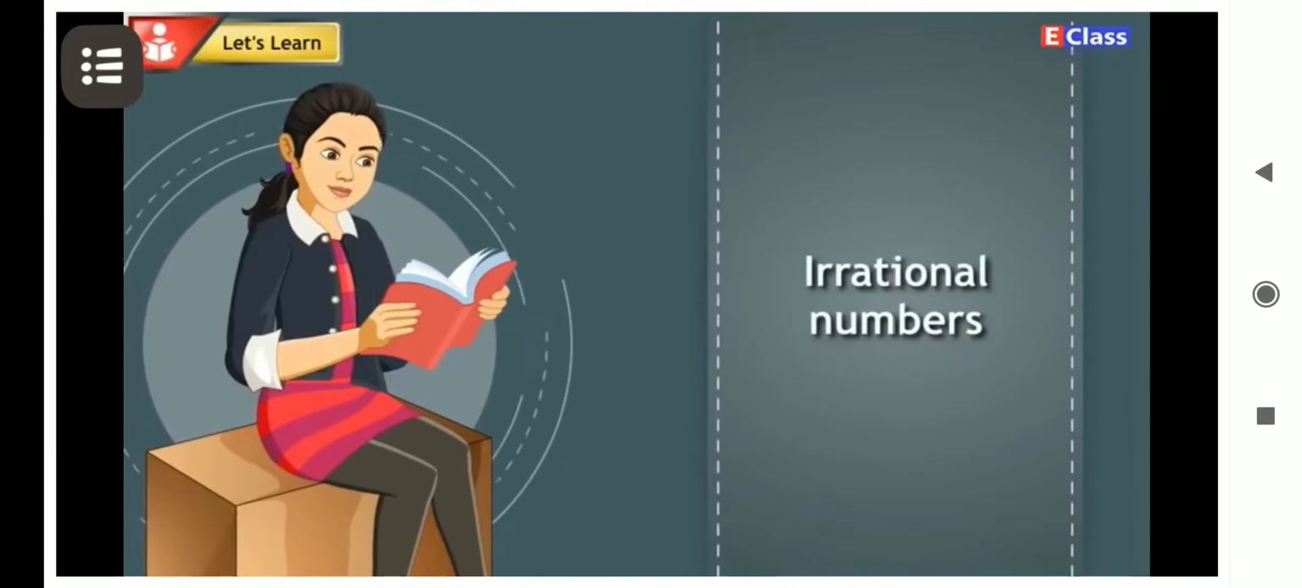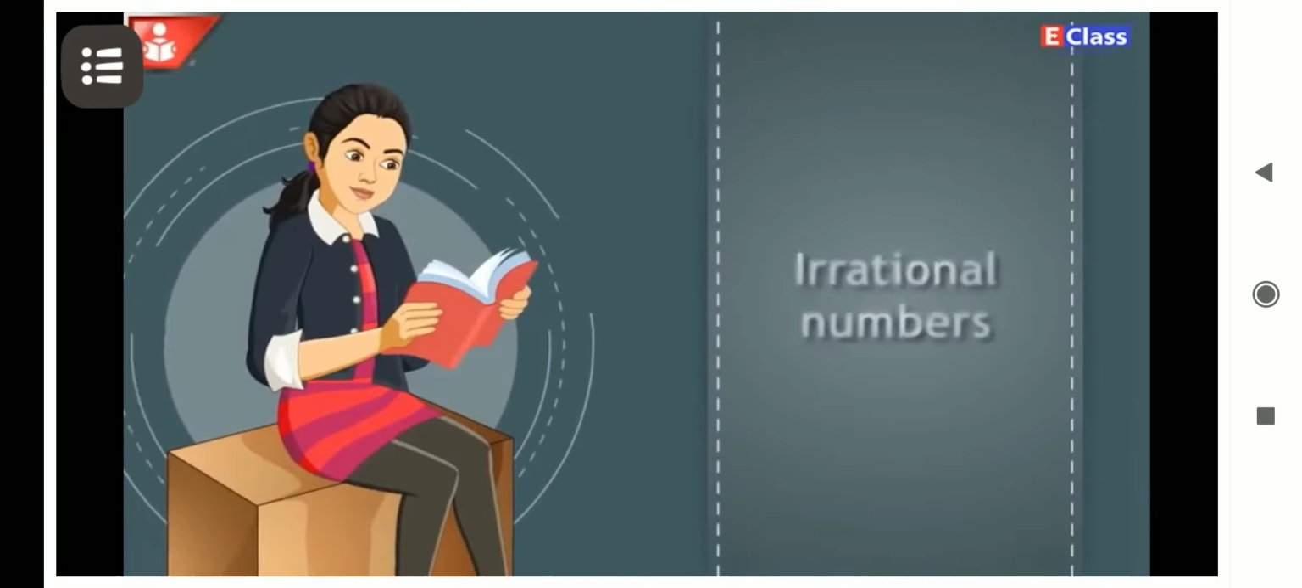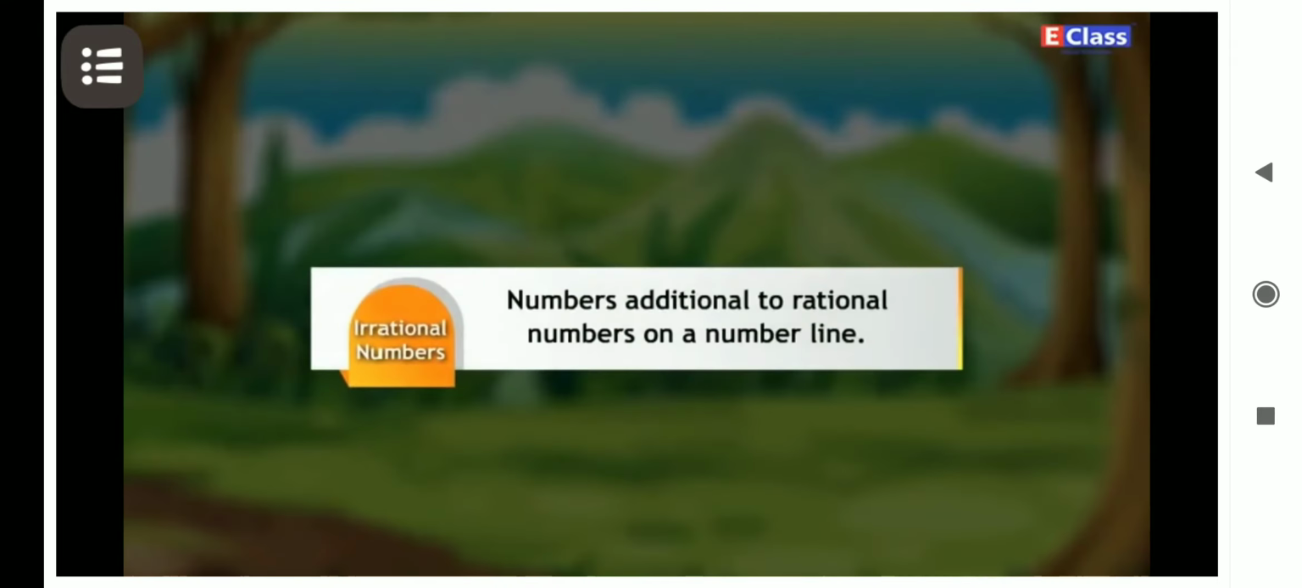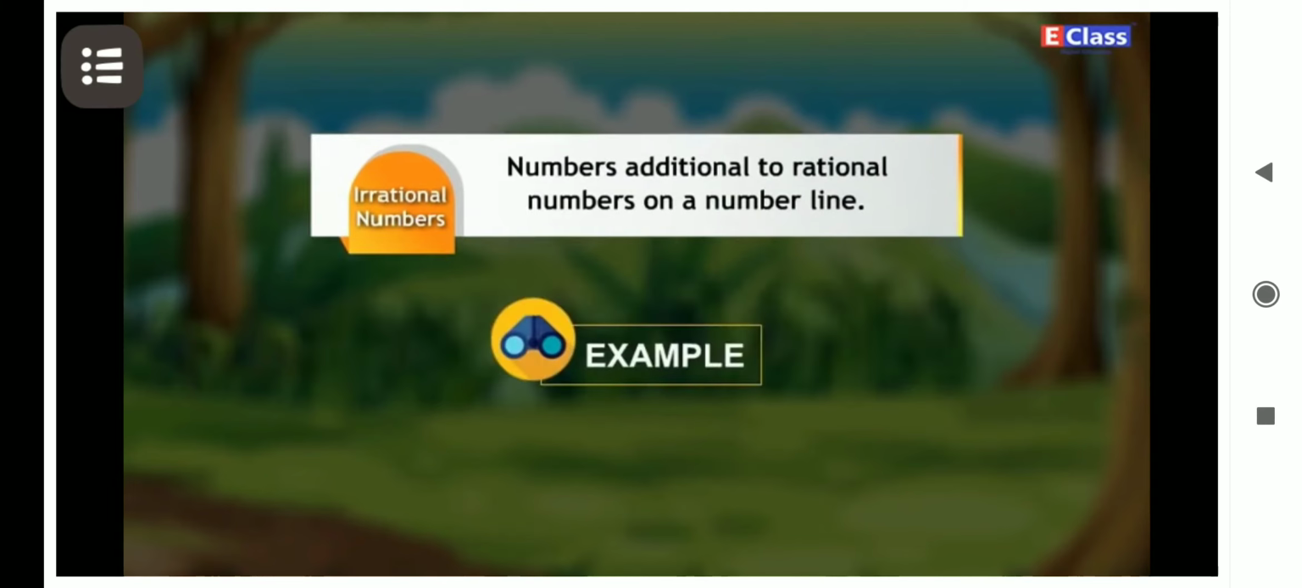Let us learn about the irrational numbers. In addition to rational numbers, there are many more numbers on a number line. They are not rational numbers, that is, they are irrational numbers. For example, the square root of 2 is an irrational number. Let us now learn how to show the number square root of 2 on a number line.